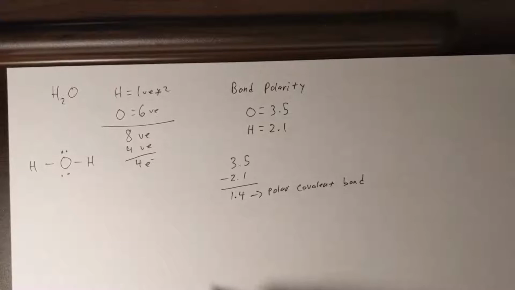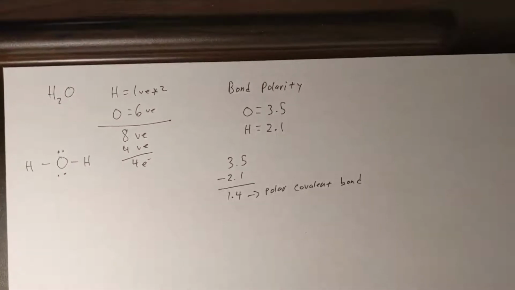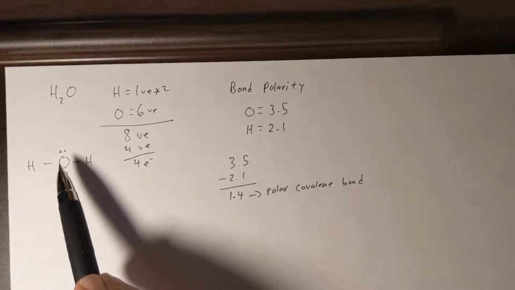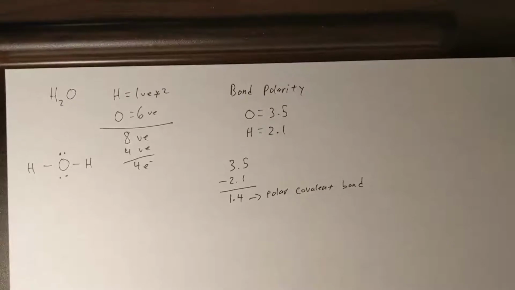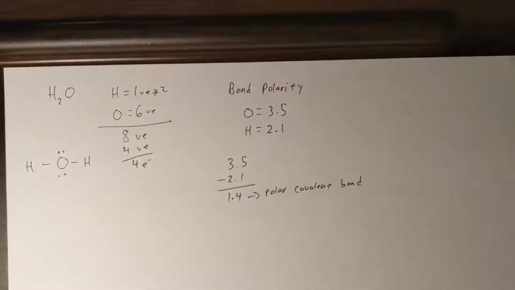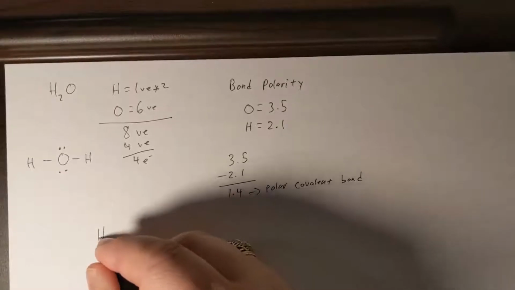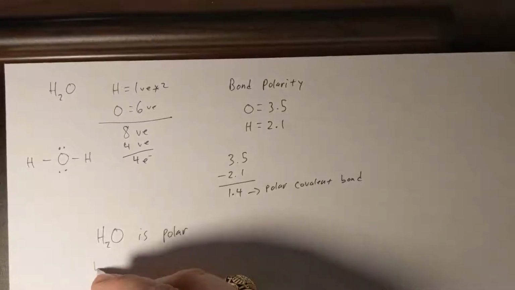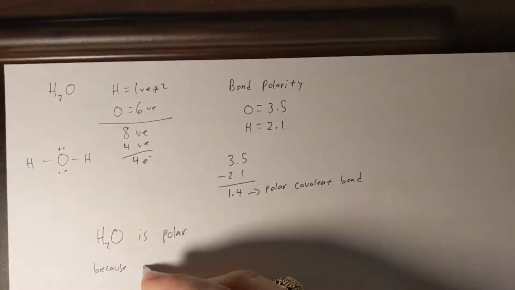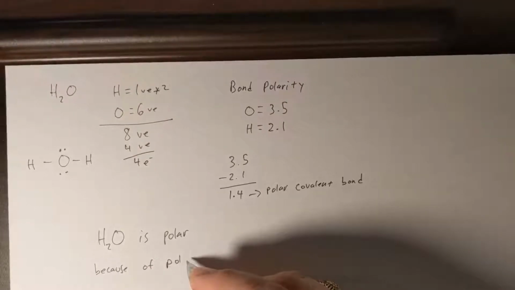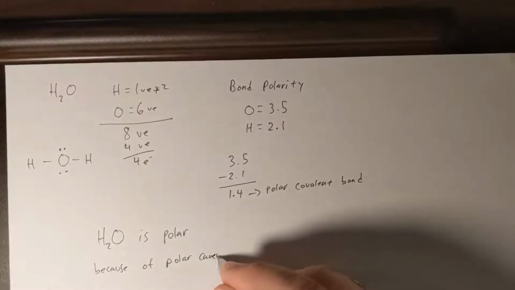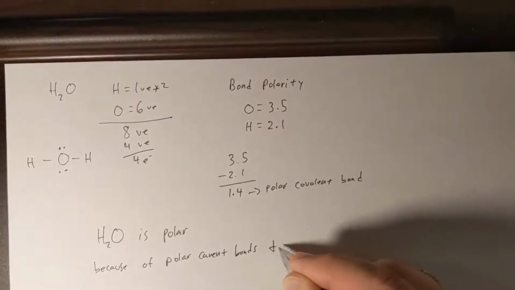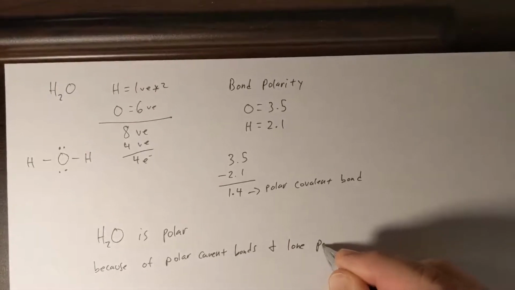So I know I've got a polar bond, and the question is now, do I have any lone pairs on my center atom? In this case, my center atom is oxygen, and I've got 2 lone pairs. And so those lone pairs are going to distort the bond and break the symmetry for the molecule. So H2O is polar because of polar covalent bonds and its lone pairs.